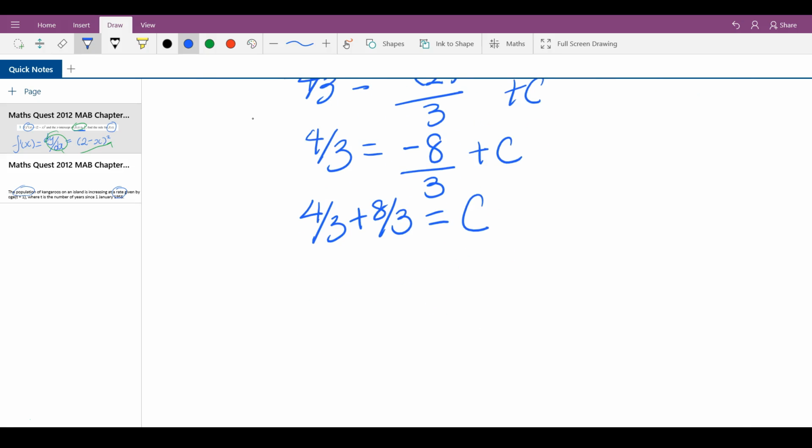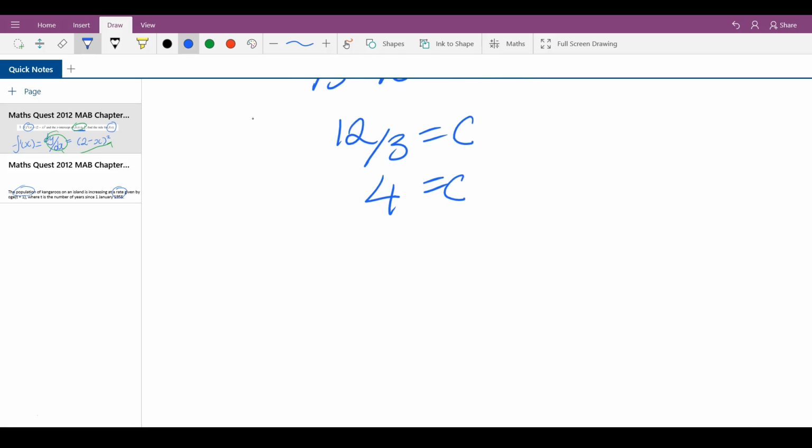Yep, and then, well, this is the same base, so we can just add the numerators together. This becomes 12/3 equals c, and 12 divided by 3 is 4. 4 is equal to c. So at the end, our function.